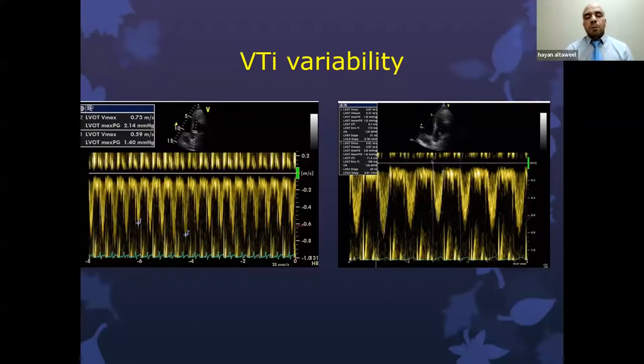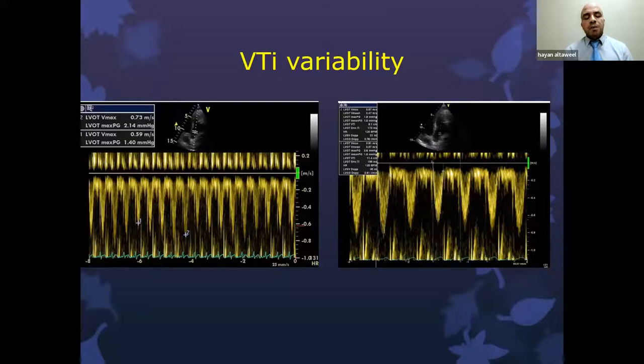When adding the pulse Doppler in the LVOT, in some patients you will see a variability, a change in the size of the VTI, a change in the size of the waves you get from pulse Doppler. So you will have different VTI and different maximum velocity. As you can see here, this is a small wave, this is a high wave. By direct measurement or by tracing, you will have a different number.